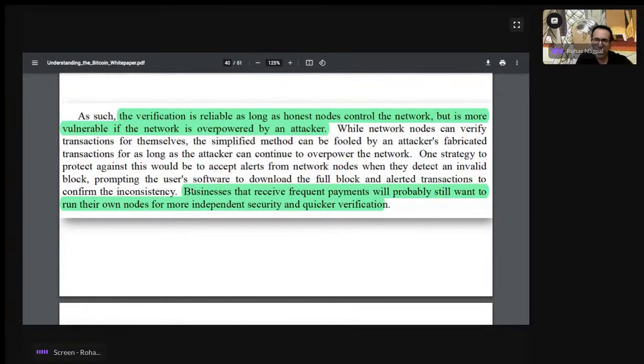So it is always recommended that any business that receives frequent payments should run its own nodes for more independent security and quicker verification. So it is always recommended that you run your own Bitcoin nodes if you are doing a large number of transactions. So logically, a lot of people should be running nodes.